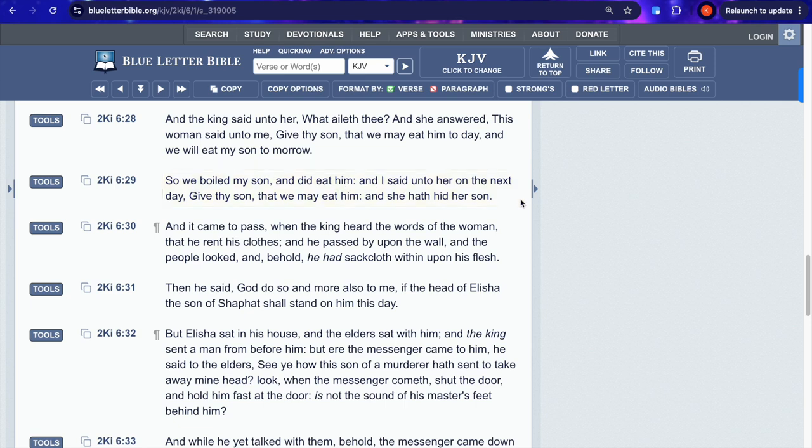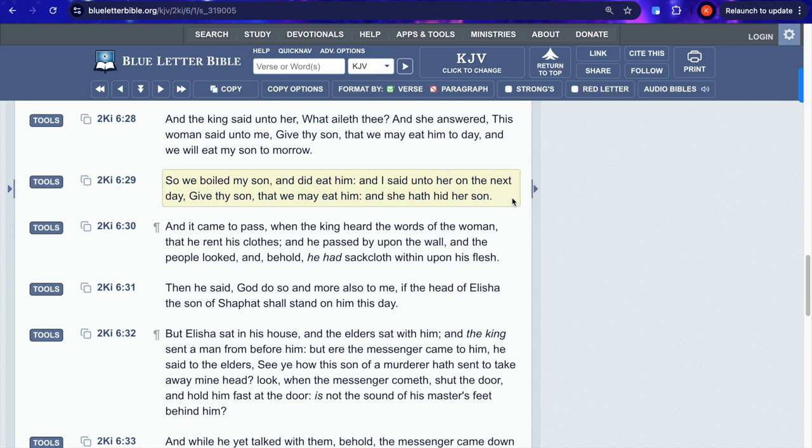And I said unto her on the next day, Give thy son, that we may eat him. And she hath hid her son. So she's complaining to the king. Now, based on this, you can probably even get a visual of how they may have looked, right?